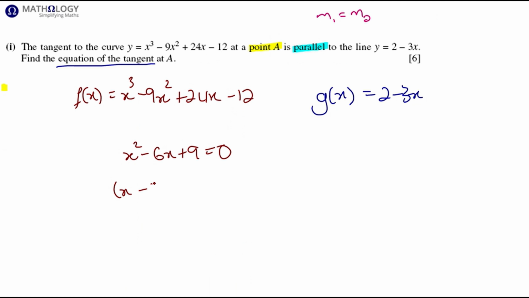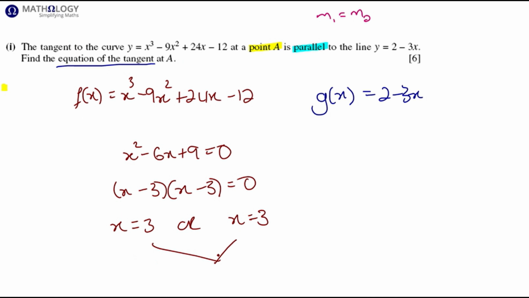Factorizing that gives us x minus 3 times x minus 3 equals 0. It should not be surprising that we only get one value of x here. That's because we know that we have a tangent at the point A. So this value of x equals 3 represents the x coordinate of the point of contact.